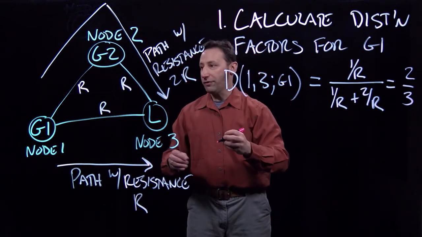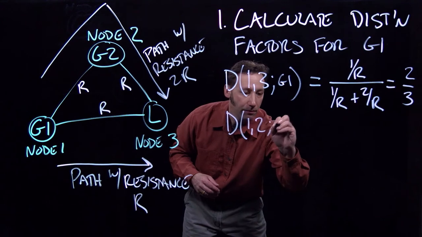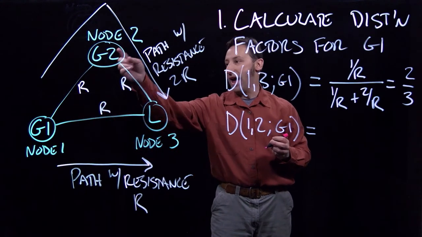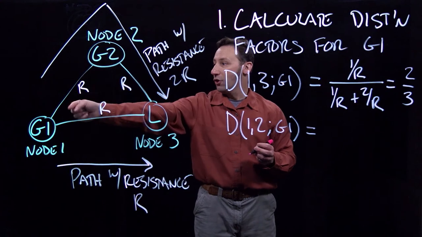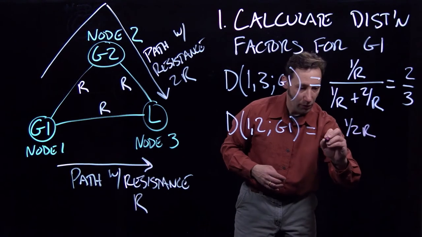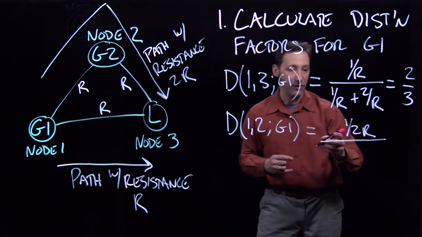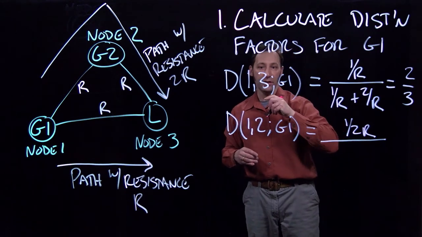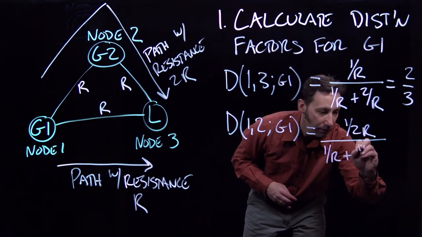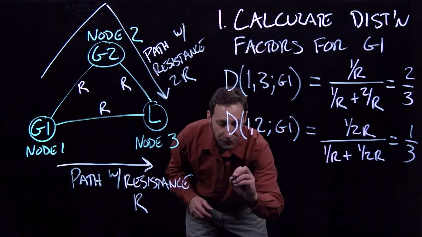Next, we're going to calculate the distribution factor for line 1 to 2. Again, the distribution factor is going to be the inverse resistance of the path on which line 1 to 2 lies. This is the indirect path with resistance 2R, so we're going to have 1 over 2R in the numerator. Then we're going to have the sum of the inverse resistances of both paths in the denominator, the same as the denominator for the distribution factor on line 1 to 3. So we're going to have 1/3.